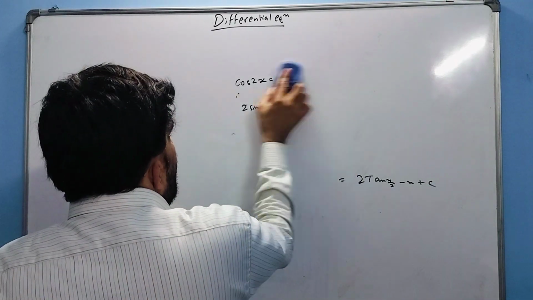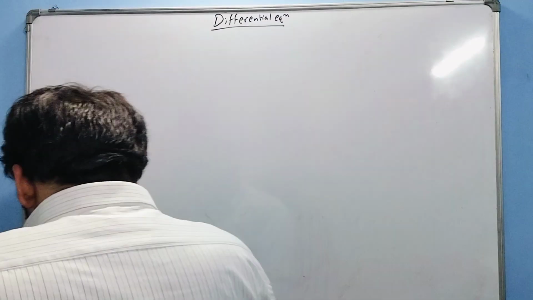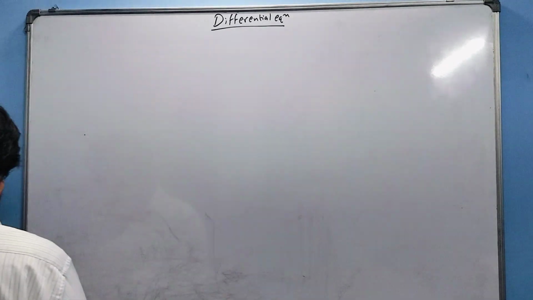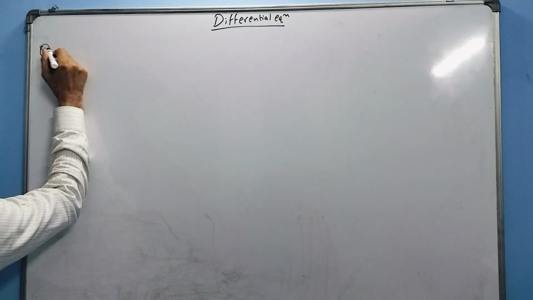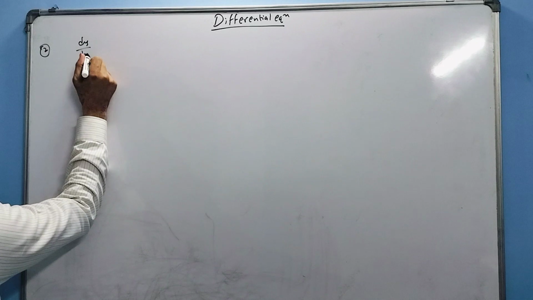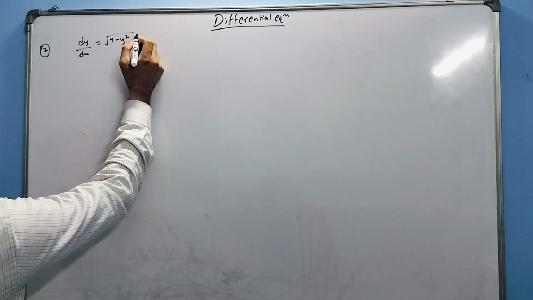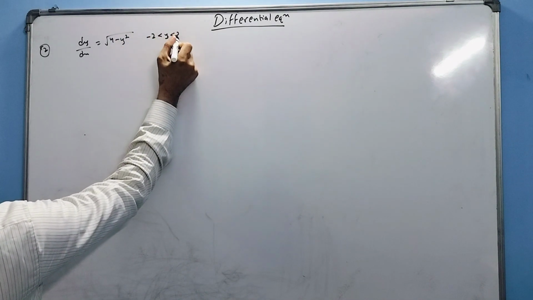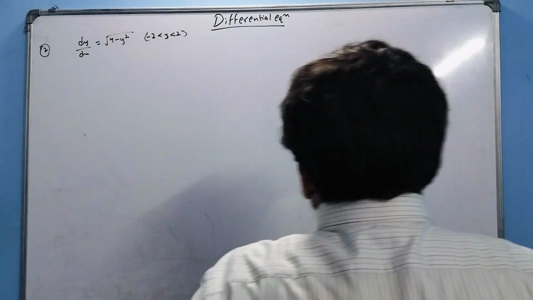Now we have the next question, that is, we have the second question, dy upon dx is equal to under root of 4 minus y square. Okay, here the value of y is between minus 2 and 2. They have given this. So now let us try to solve.